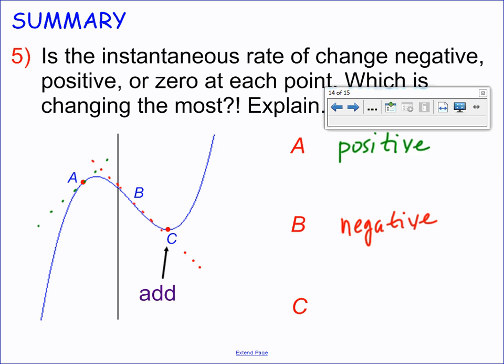And lastly, at C, would the value of the instantaneous rate of change be positive, negative, or 0 for that? Colin? 0. I've got to go 0 as well. It appears at this point that the y values are neither increasing nor decreasing. The slope of the tangent would be 0 at x equals point C, right?